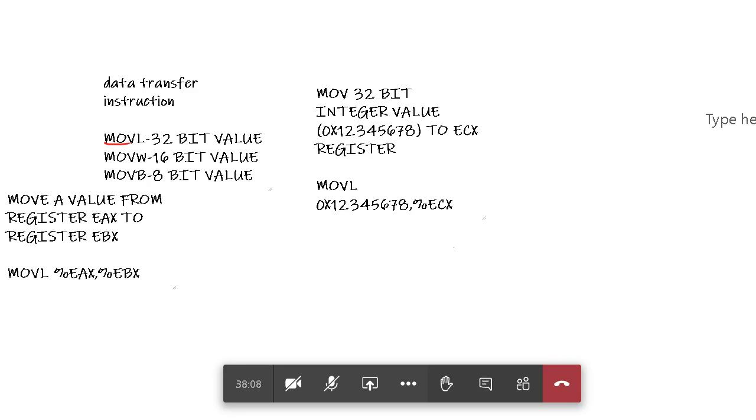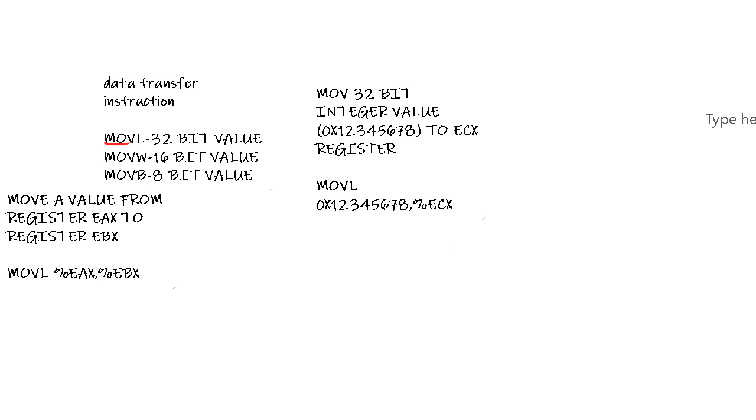Correct? So which one do we have to write now? Move L, and the value is 15. Since it is an immediate value, that is some number, we have to inform the assembler that the following is a number. So by giving the hash symbol, hash 15, comma, what is the destination? The destination is the EDX register, so percentage of EDX. This is the answer. We are moving the value 15 to the EDX register.